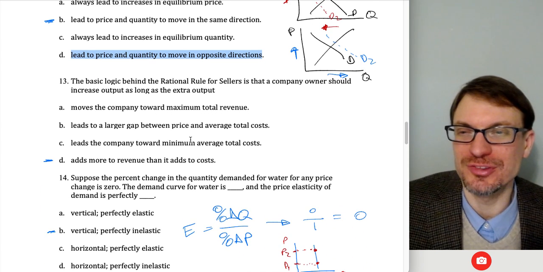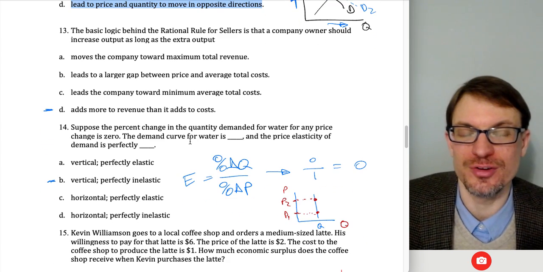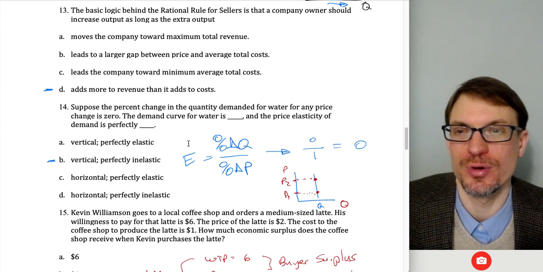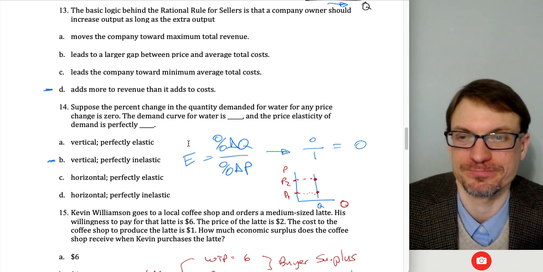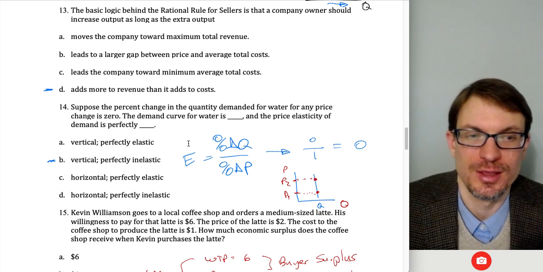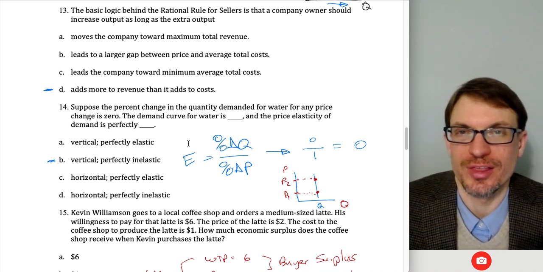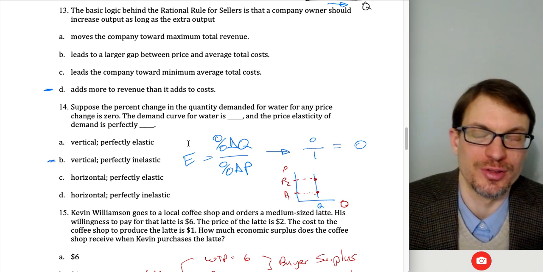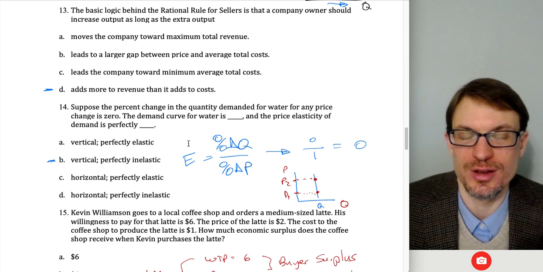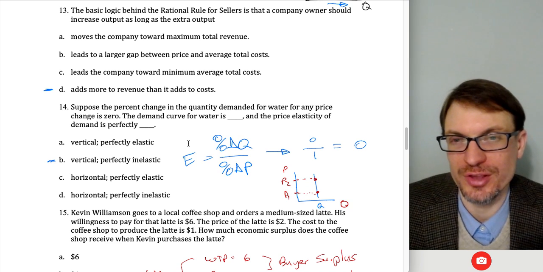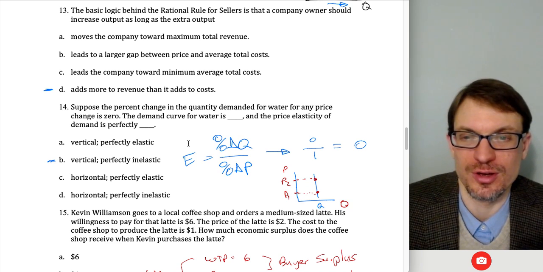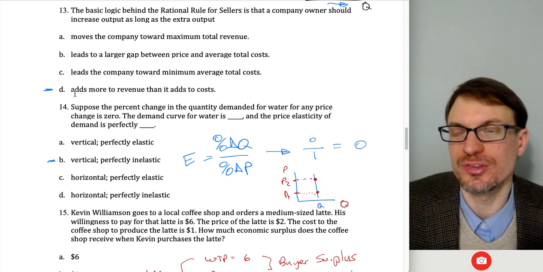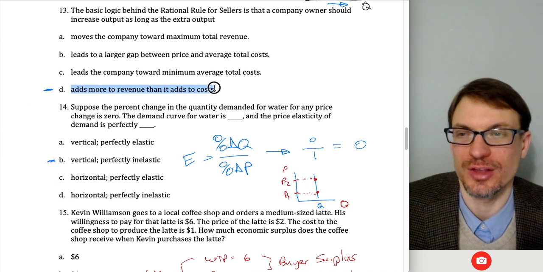All right. The basic logic between the rational rule for sellers is that company owners should increase output as long as the extra output. Rational rule is telling us keep doing this as long as the marginal benefit is at least as big as the marginal cost, right? The marginal benefit is like the price, as long as that's at least as big as the cost, right? If we do this, it's going to add more to revenue than to costs.